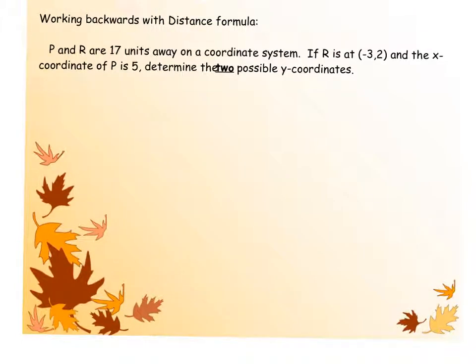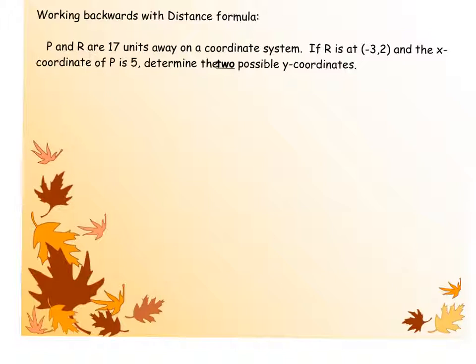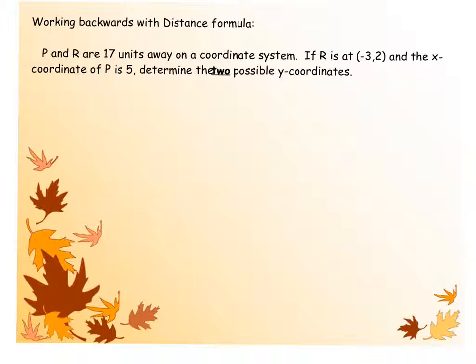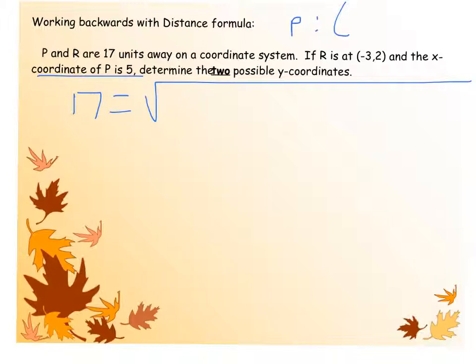Alrighty, here, working backwards with the distance formula. All right, got an interesting little problem to take a peek at here. I've got these 2 coordinates P and R that I know are 17 units apart. I'll refer to my distance formula here, 17 units apart. I know the coordinates of R, and I know the x coordinate of P is 5. So I'll make note of that up here, that P is (5, y).